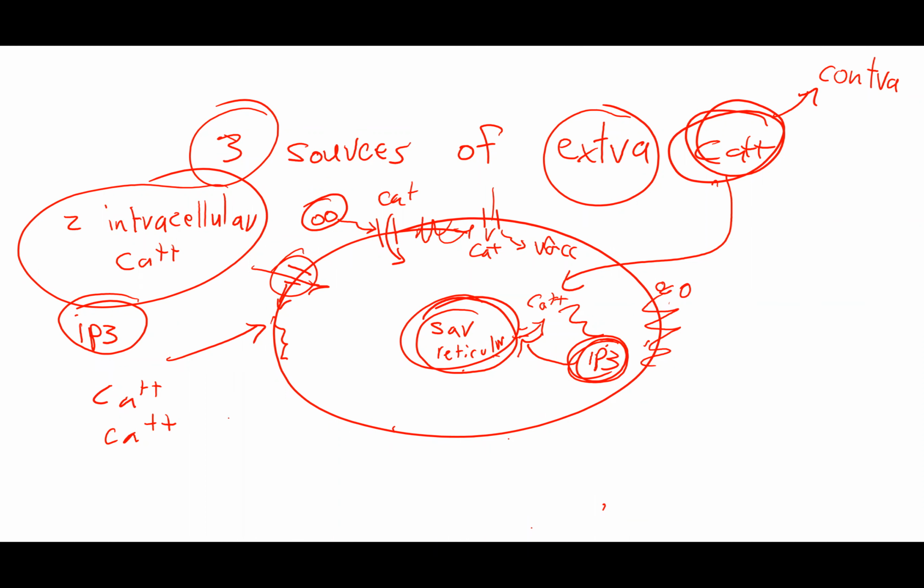The second way it happens is through calcium-induced calcium release. So calcium builds up inside the cell. Calcium binds to a channel on the sarcoplasmic reticulum, and this causes the exit of calcium into the cell, like this. So these are the sources of extracellular calcium.